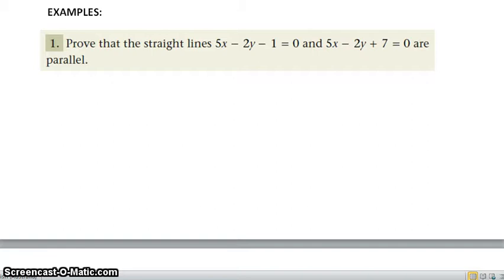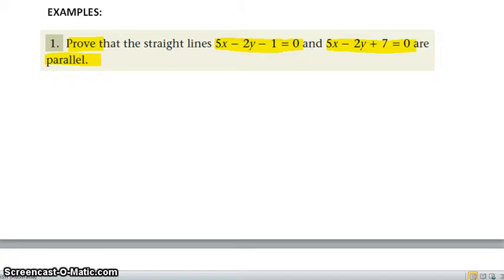Let's have a look at some examples. These are the sorts of questions you'll get. But be careful, this question says to prove. Any proof question is more than a 2-minute question, though if you're really good, you could probably pull it off in 2 minutes. Prove that the straight lines 5x minus 2y minus 1 equals 0 and 5x minus 2y plus 7 equals 0 are parallel. How are we going to show that two lines are parallel? We're going to prove that their gradients are equal.